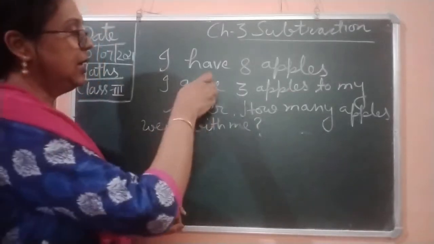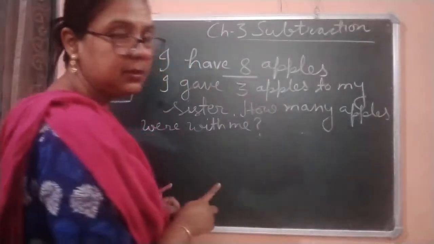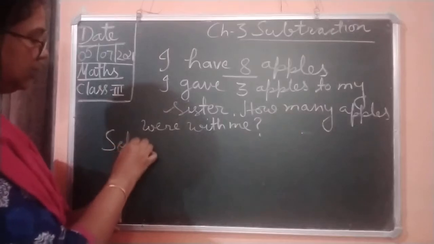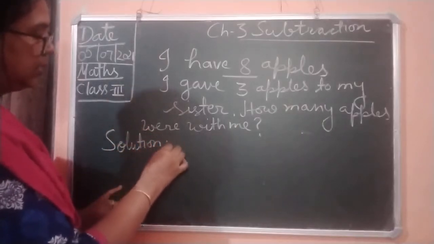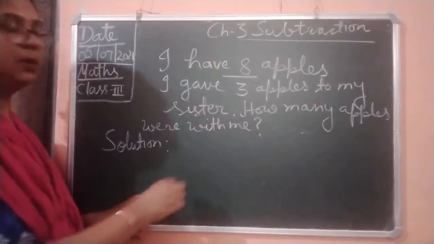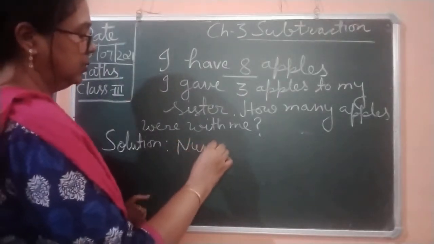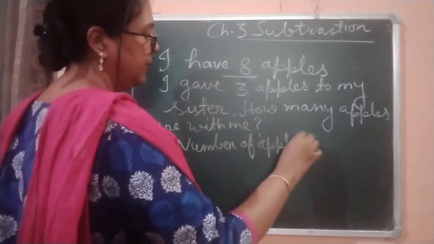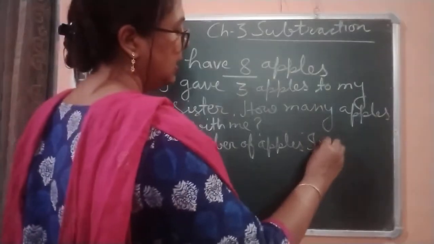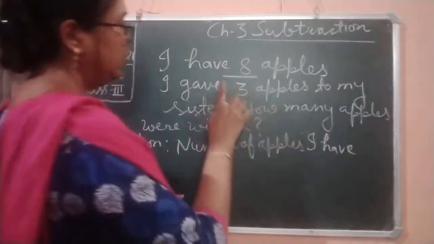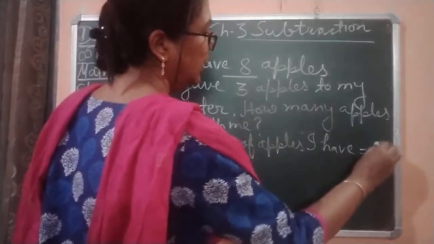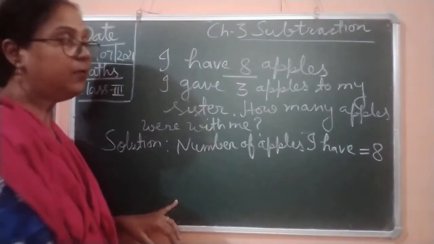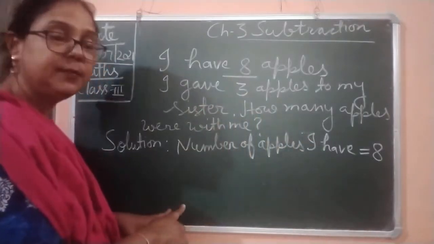First we will see the first line. I have 8 apples. How many apples do I have? 8 apples. So whenever you start writing a solution, you must know that we will start from the number of apples. Number of apples I have, here you can see, equal to 8. How many apples do I have? I have 8 apples.